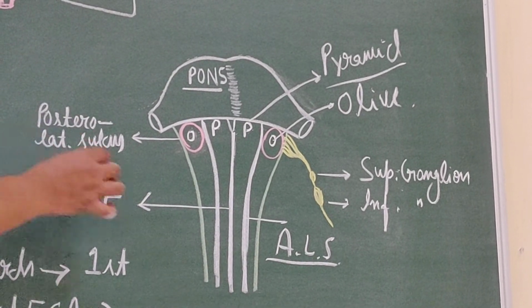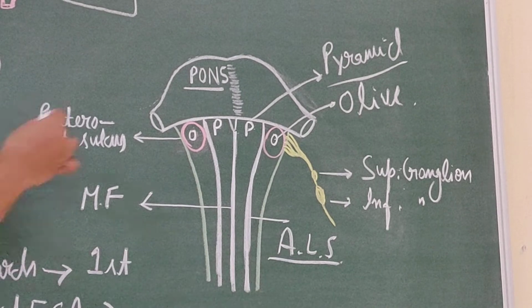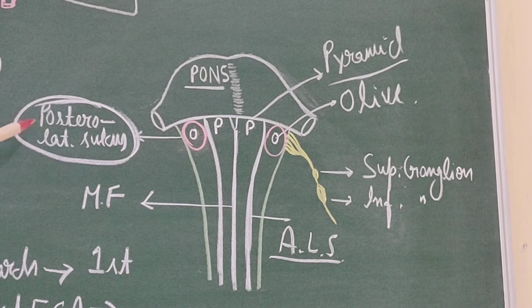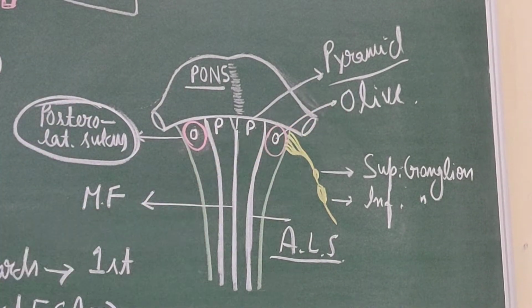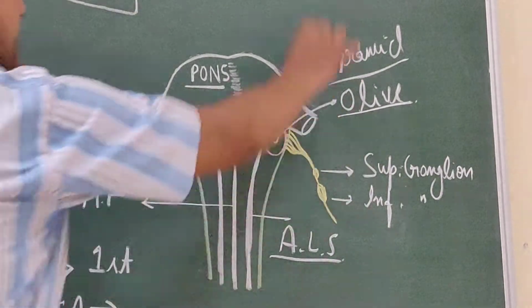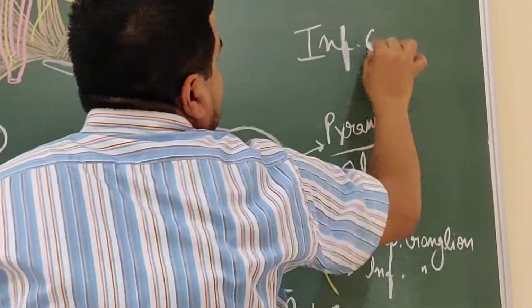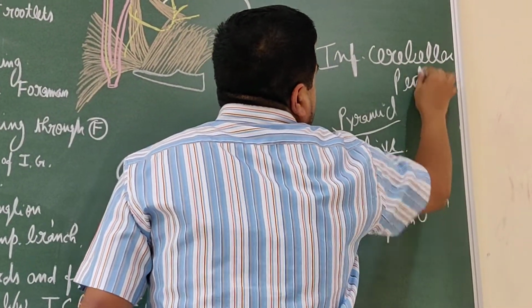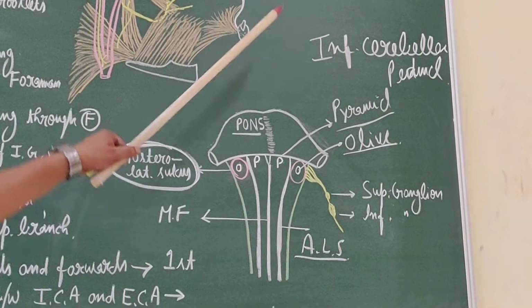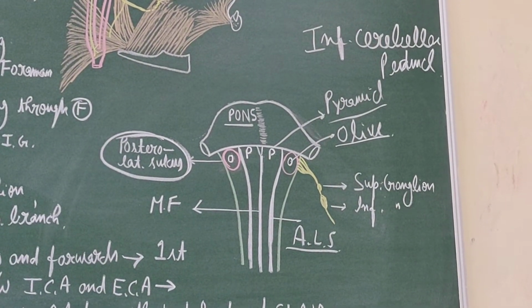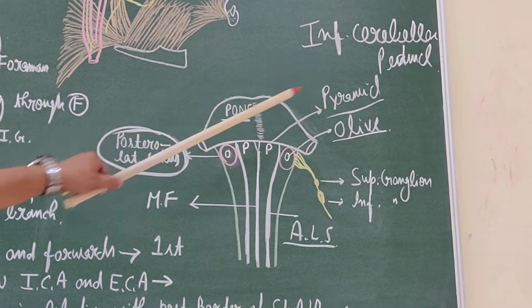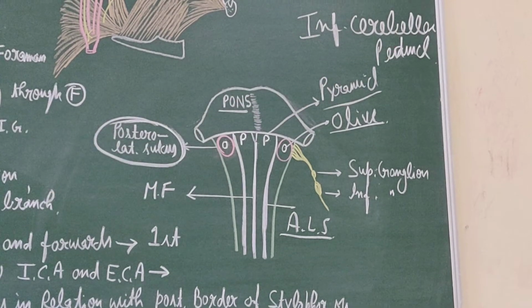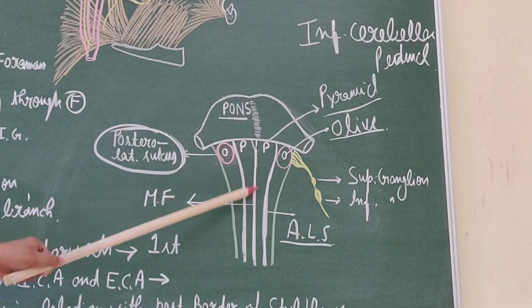Now there is a sulcus beside this anterolateral sulcus, that is the posterolateral sulcus. This posterolateral sulcus separates the olive from the inferior cerebellar peduncle. Only remember the name, because we have not studied the brain. So, only the names: it is the pyramid, olive, and just beside the olive, it is the inferior cerebellar peduncle, and these are separated by the sulcus.